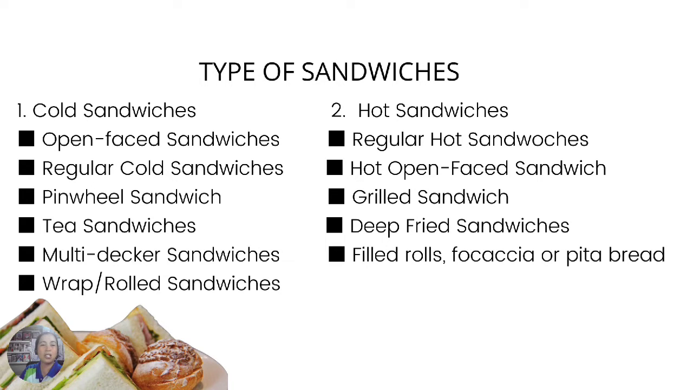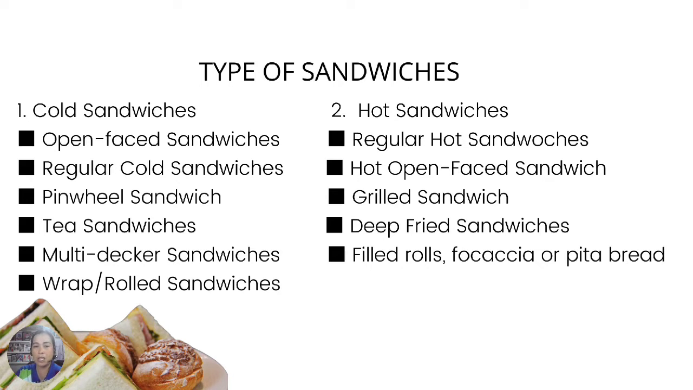In hot sandwich, this is the total opposite of cold sandwich, wherein we need to use griddle, we need to use oven, all right, we need to fry everything. So that's hot sandwiches. Under cold sandwiches, there are several types of cold sandwiches, and these are the following. We have the open face sandwiches, the regular cold sandwiches, the pinwheel sandwich, the tea sandwich, the multi-decker sandwiches, wrap or rolled sandwiches. Again, these are all the types of cold sandwiches.